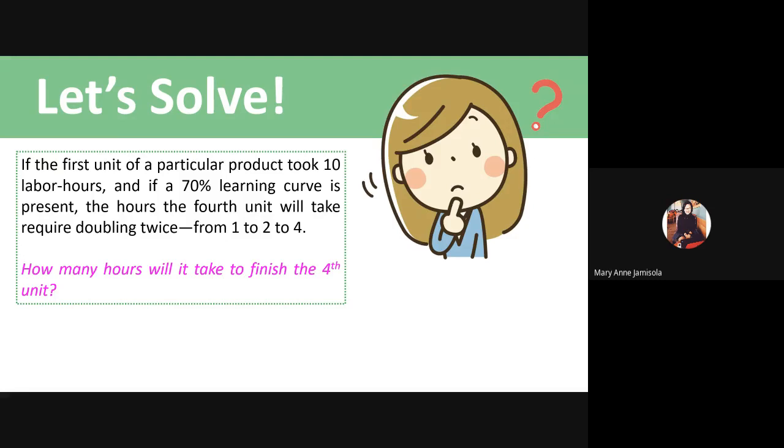Four point nine, correct. So 4.9 hours. See, the first time we produced the product, it took us 10 hours. But as we repeat the process over and over again, when we are to produce the fourth unit, it will only take us 4.9 hours. That means we have learned how to be efficient in producing the subsequent units.